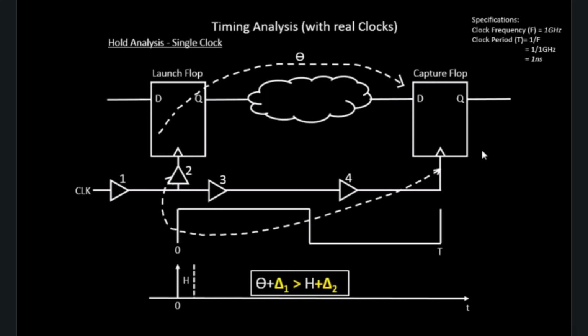Hello everyone. Let's continue from where we stopped last time. Last time we discussed the definition of the hold time and the requirements of the combinational delay with respect to the hold time. Also, we saw the requirements when we add the clock buffers. Basically, the delta 1 and delta 2 are nothing but the clock network delay of the launch flop and the capture flop clock pins respectively.